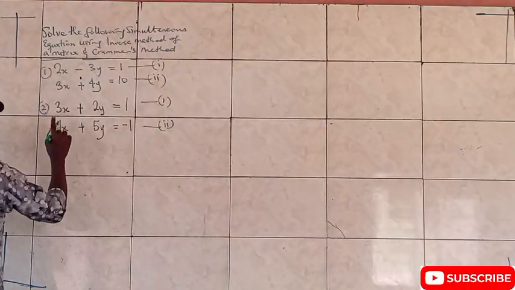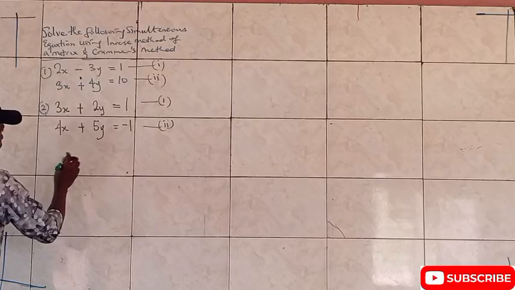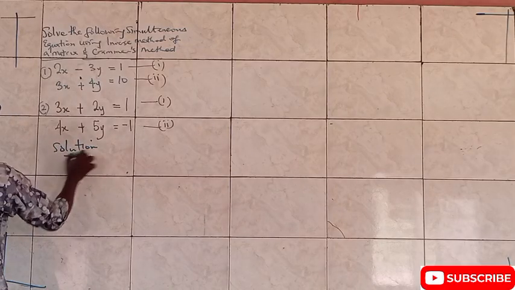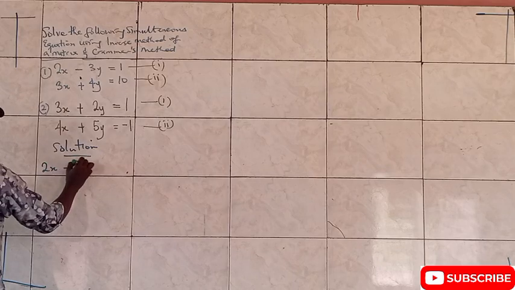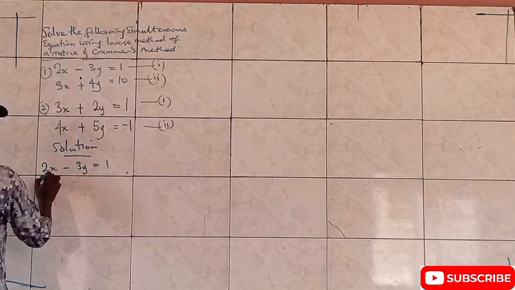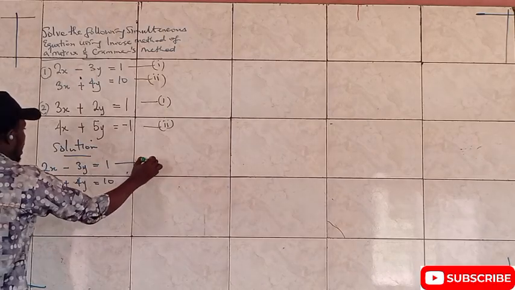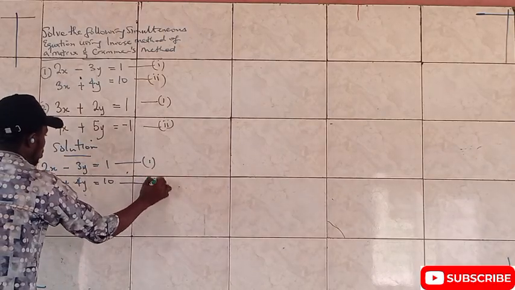So I'm going to be following my model. If you have it written down somewhere, follow it the same way as well. So, solution. I have 2x minus 3y equals 1, and I have 3x plus 4y equals 10. I have it as equation 1, equation 2.